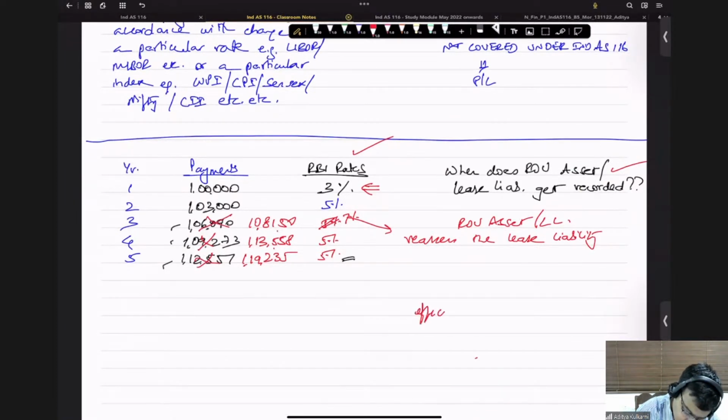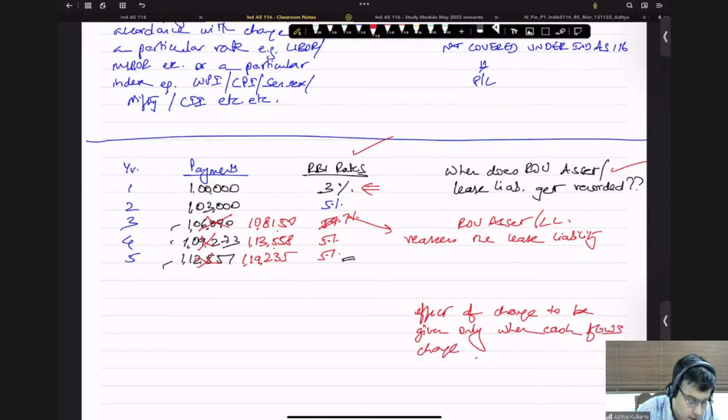effect of change to be given only when cash flows change. Only when cash flows change. Okay.